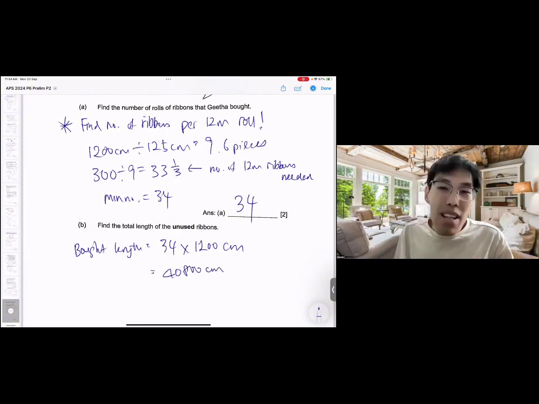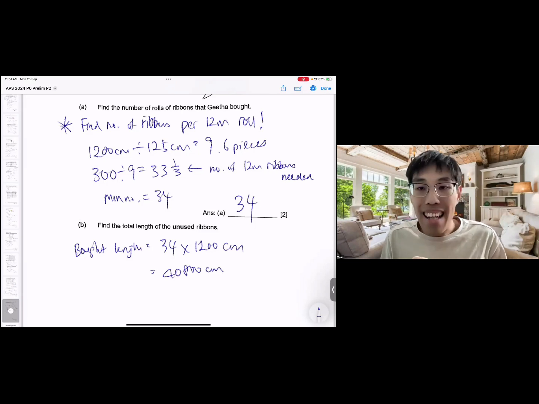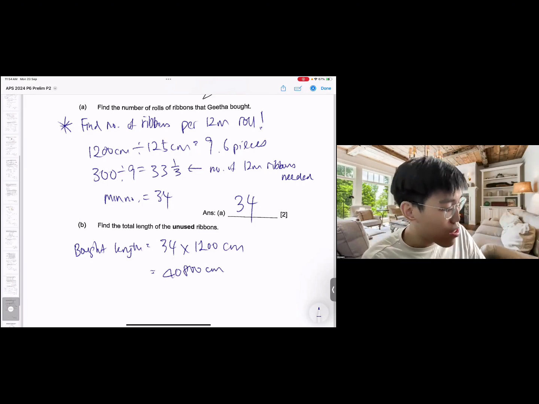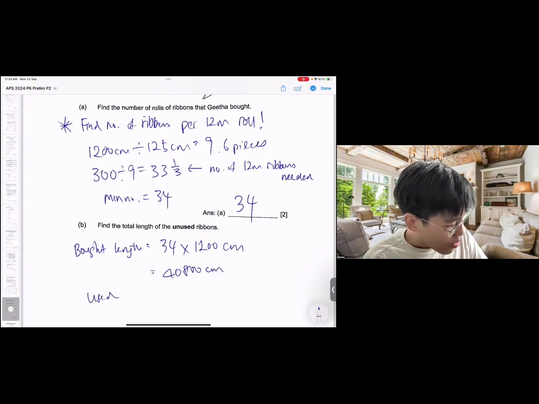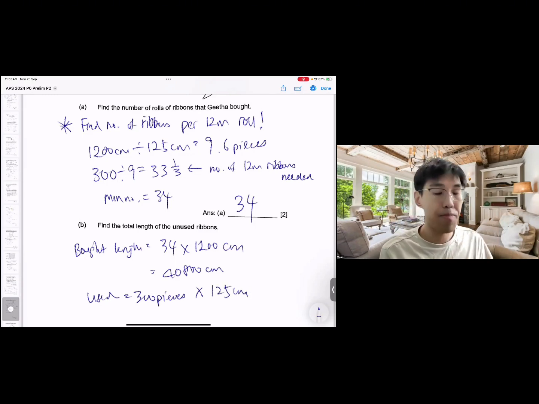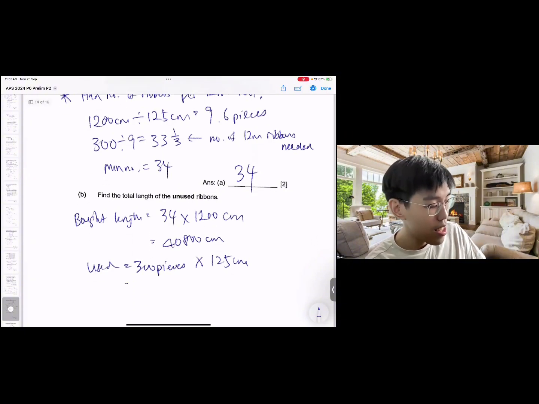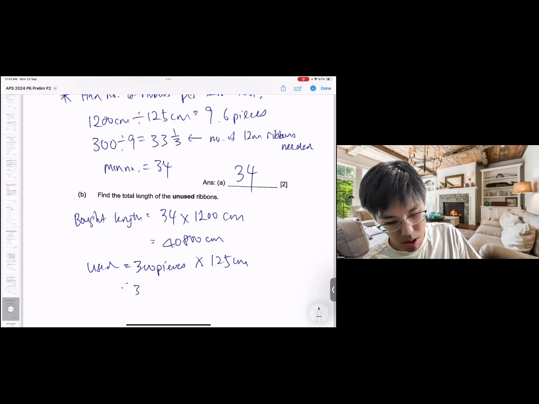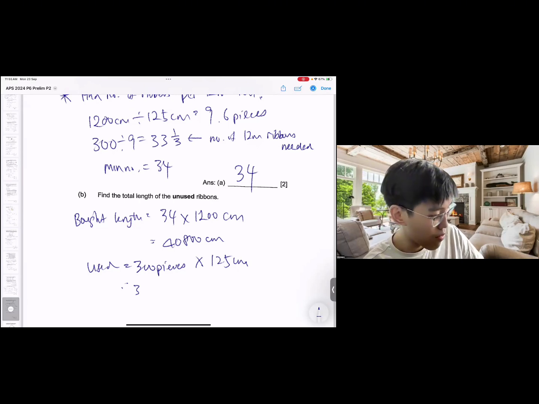Doesn't mean that you used it all, but you use only 300 pieces. So the used length is 300 pieces of 125 cm. This is what you used. So this is 125 times 300, 37,500.